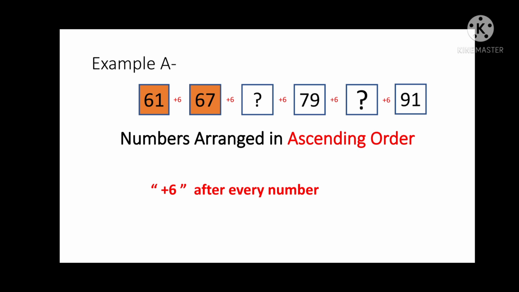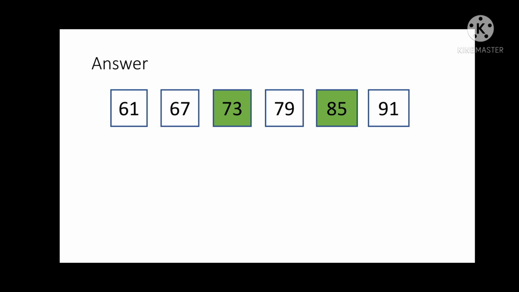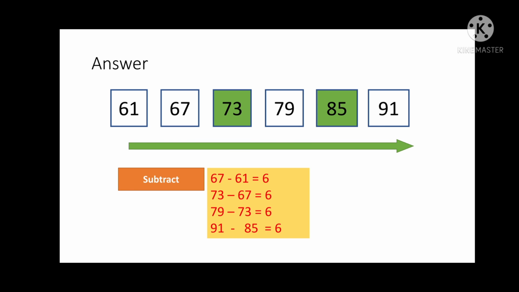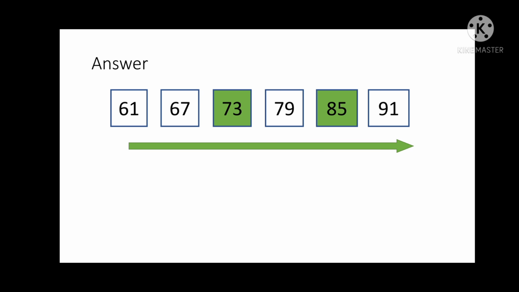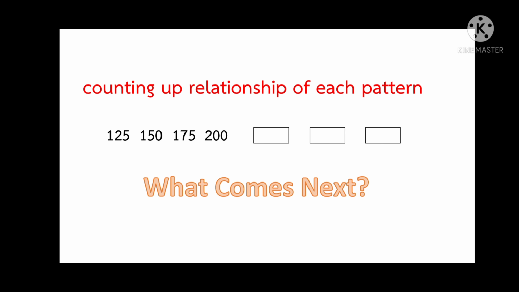And then plus 6, and then plus 6, and then plus 6. So the numbers are 73 and 85. Here we see that there was a plus 6 in every number. That was the pattern. So the missing numbers were 73 and 85. We have solved it.